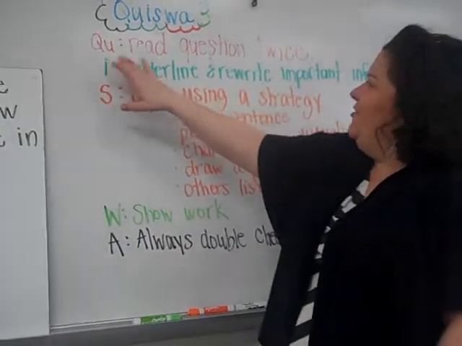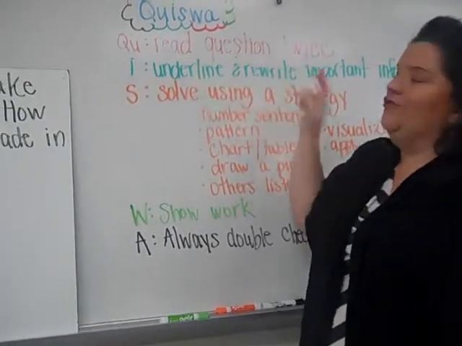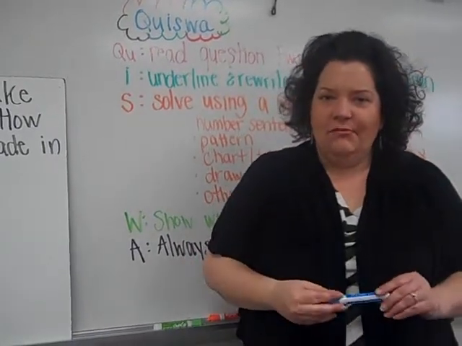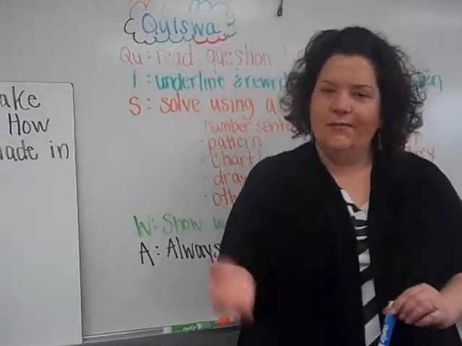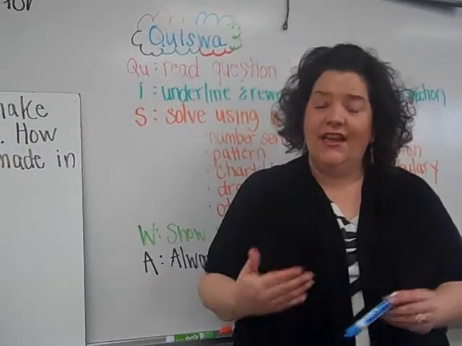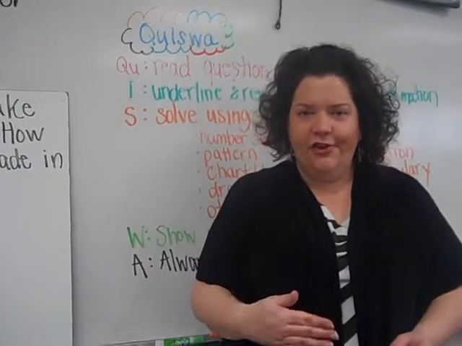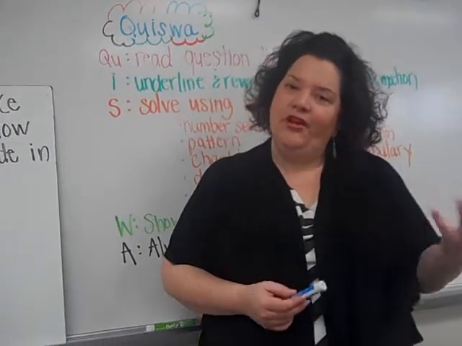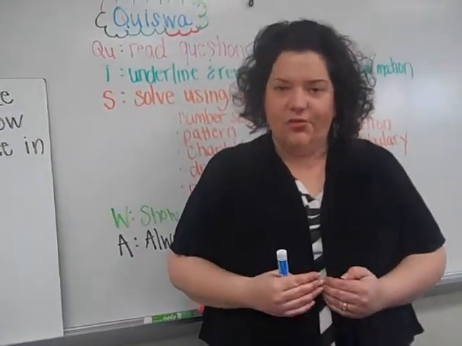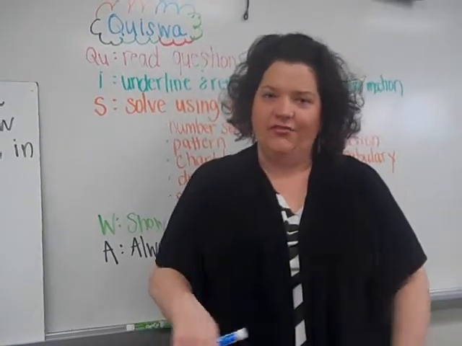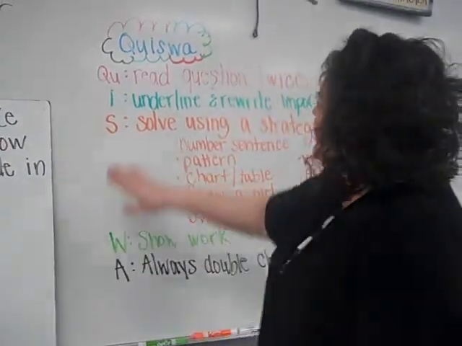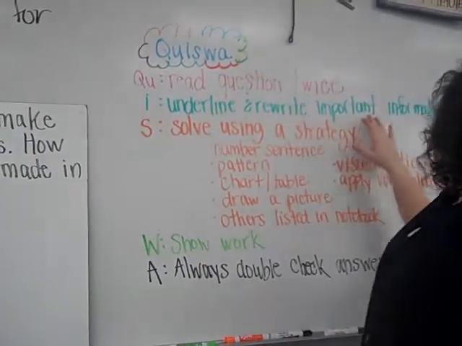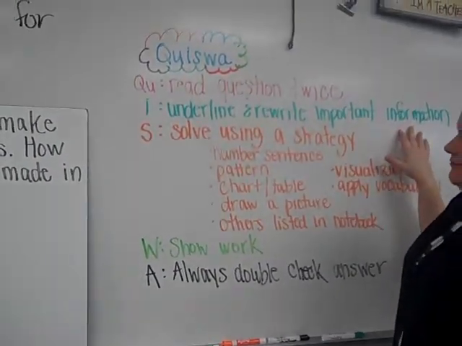The QU means read the question twice. Just like when we view movies for the second time or read books, we pick up on details we might not have noticed the first time viewing it or reading it. So it's important for us to read the questions twice before beginning to solve. Secondly, we're going to underline and rewrite our important information.